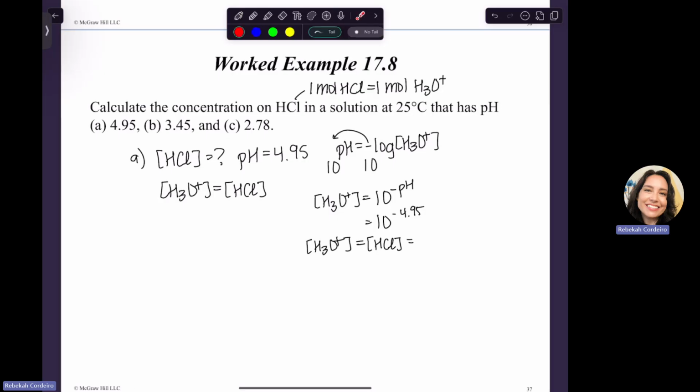For sig fig rules, we have 2 digits after the decimal for the pH. That means 2 sig figs for my concentration: 1.1 times 10 to the negative 5, and the unit would be molar. So why don't you try part B and part C?